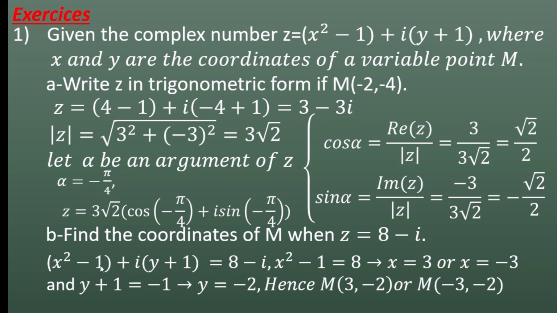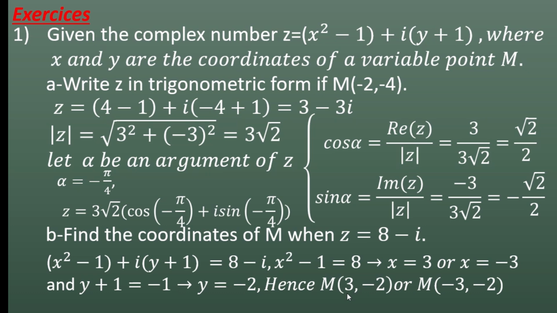So x squared minus 1 equals 8 and y plus 1 equals minus 1. The real part here is x squared minus 1, and here 8; they are equal. The imaginary part is y plus 1, and here minus 1; they are equal. So x equals 3 or x equals minus 3, y equals minus 2.